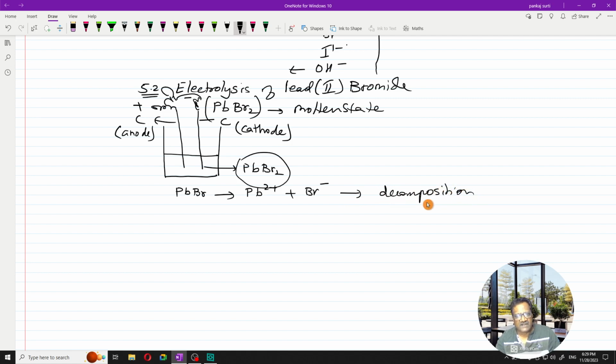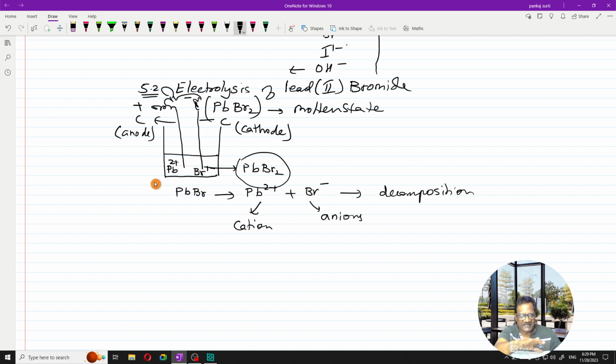Got it? On decomposition, you get lead 2 plus and bromine ions. Because it is positive, these are known as cations, and these are known as anions because this is negative charge. We have studied that negatively charged ions are known as anions, and positively charged ions are known as cations. So Pb2+ is the cation, Br minus is the anion. So what happens is, in this molten state, now you have Pb2+ and you have bromine 1 minus.